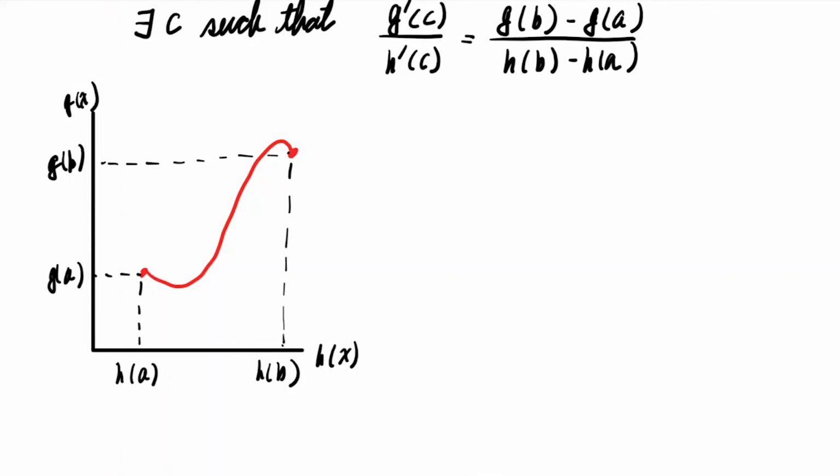So if we draw the line segment connecting these two, then there has to be a c where the tangent is parallel to that line segment. So this will be h of c then. You know what I'm saying? Really? I think we need to prove this, right? Yeah, we better, because this is not even remotely believable.